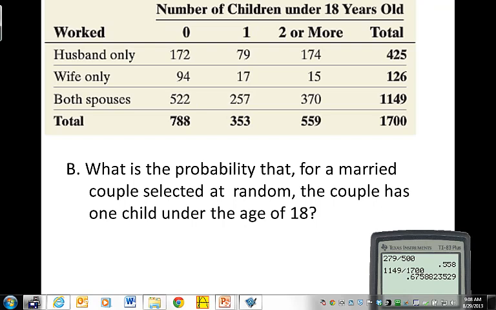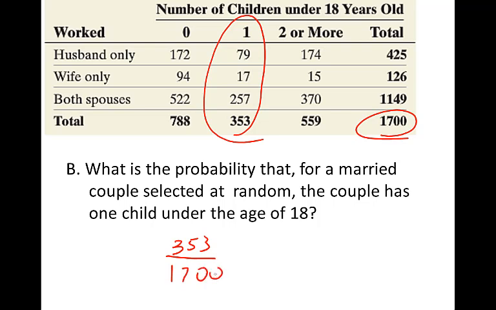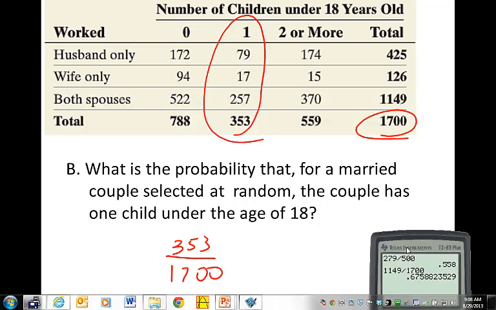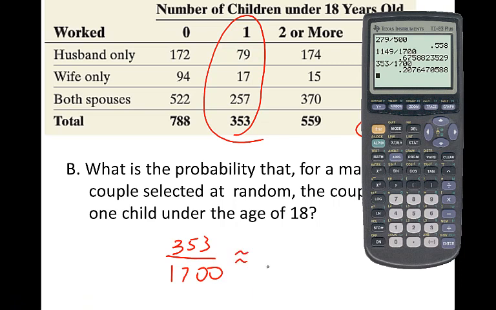So we count the number that are in that class. This one right here, 353, meet that condition, divided by the total of 1,700. And then we're going to pop that into the calculator and get a decimal. 353 divided by 1,700. Sometimes I use little wavy lines for approximately equal to 0.208, or about 20.8%.